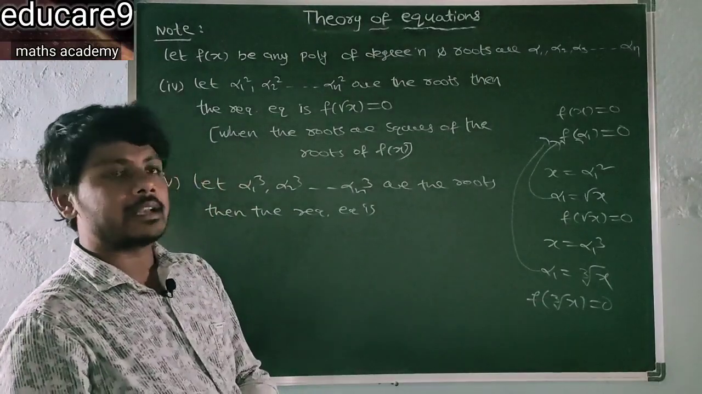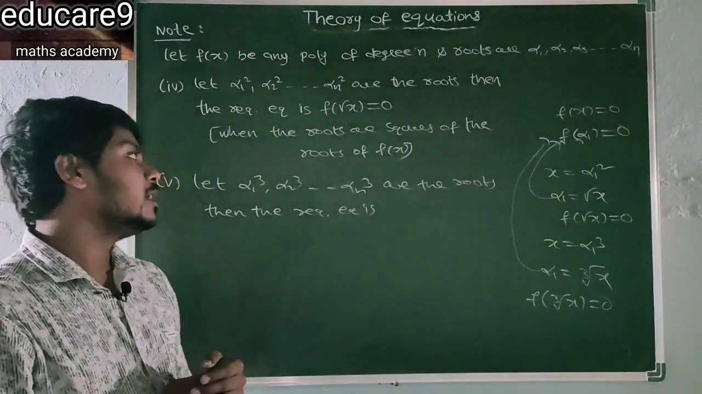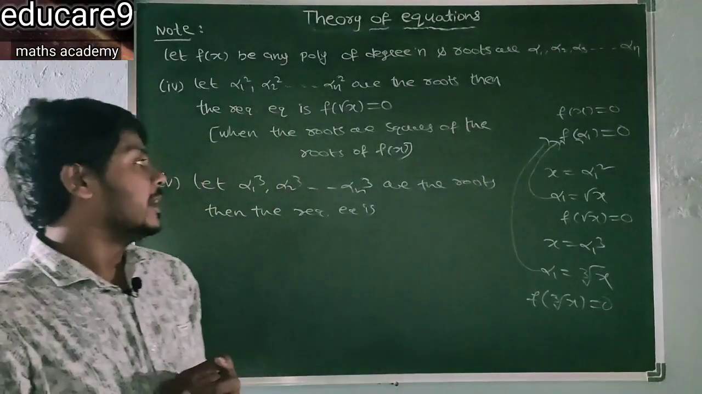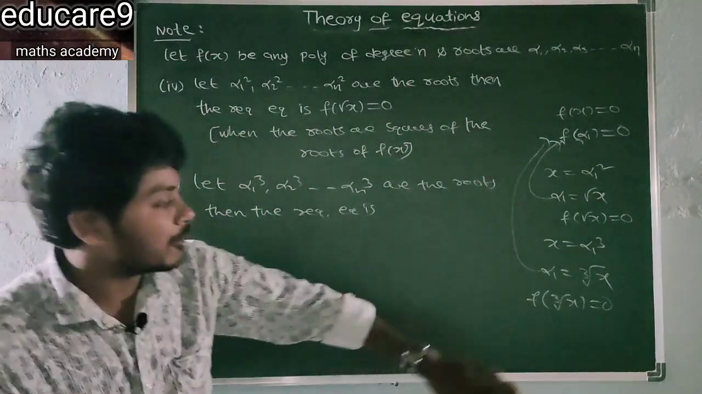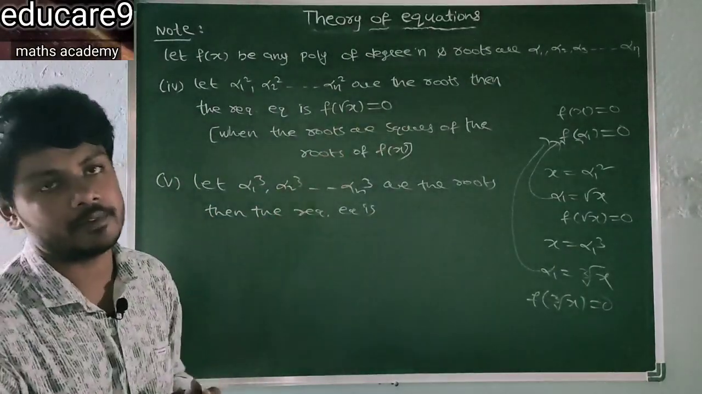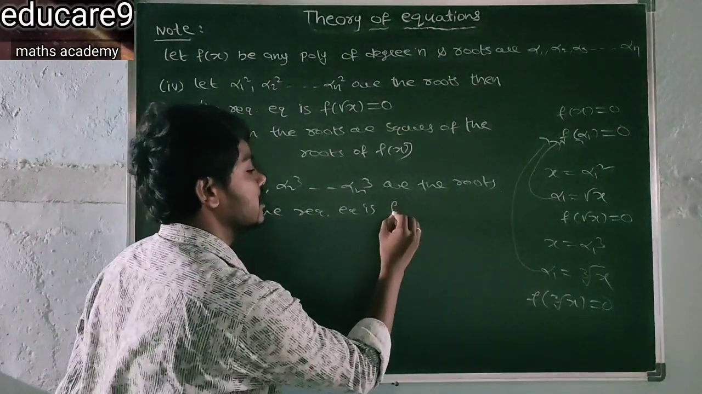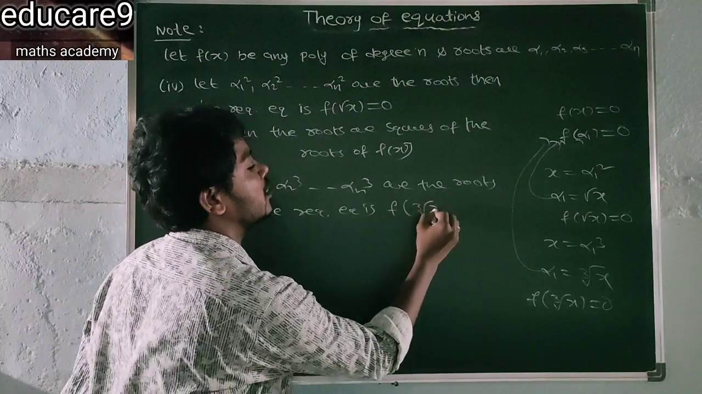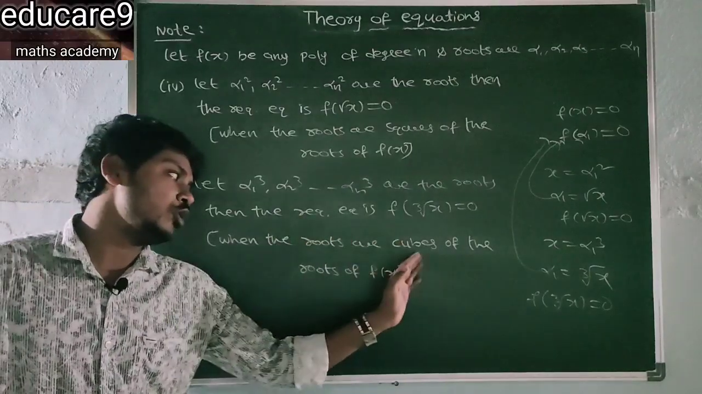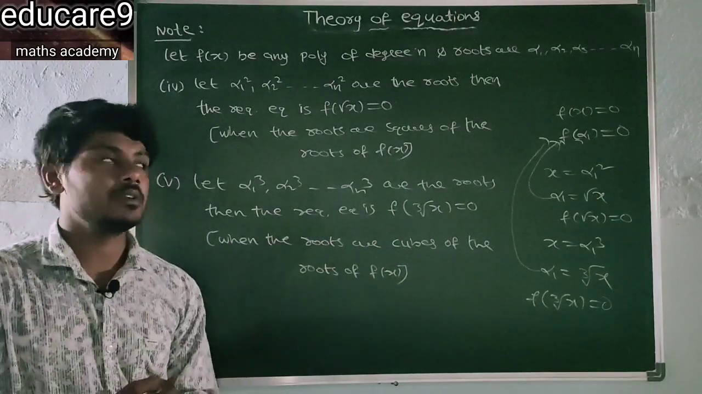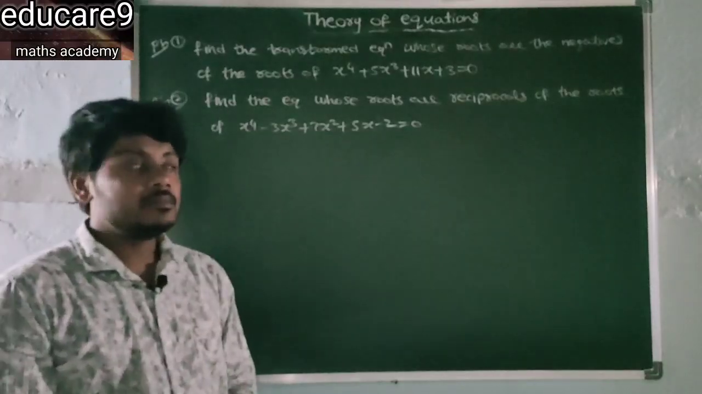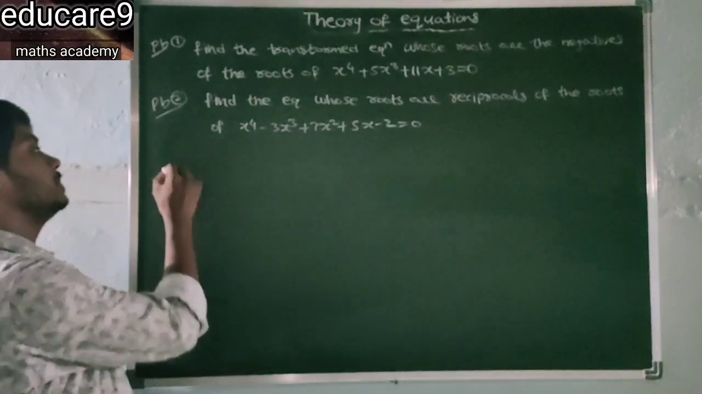If roots are cubes, means roots of f(x) are α1, α2, αn, and roots of f(∛x) is what? Cubes of the roots of f(x). So that is f(∛x) is equal to 0. So here, when the roots are cubes of the roots of f(x). So these are the 5 conditions. So see here, first problem.